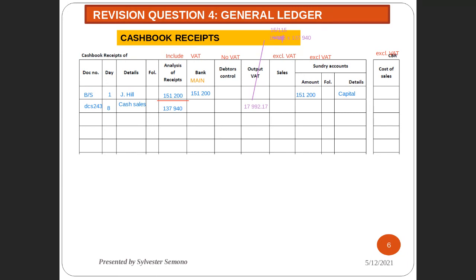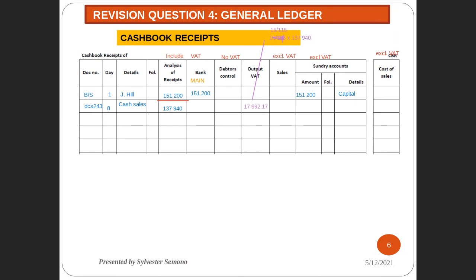So you must know when to use 15 over 115, and you must know when to use 15 over 100. If the amount was excluding VAT, you were supposed to use 15 over 100. Or again, if you struggle, analyze the way I've been showing you before. So now it is easy for us to find the sales. Why do I say it is easy? You just have to take the amount of 137,940 and minus the VAT. So you will get what?